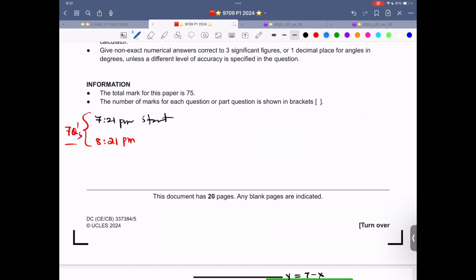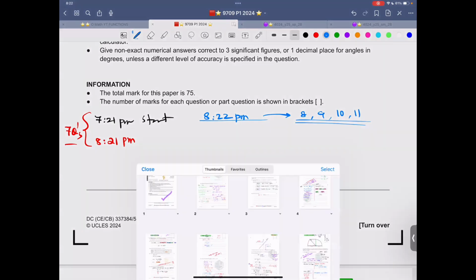Now we are starting at 8:22 p.m. And now we'll be doing question 8, question 9, 10, and 11. I think there are 4 questions over here. So let's see how much time it will take. I think it would take around 25 minutes. So let's see.